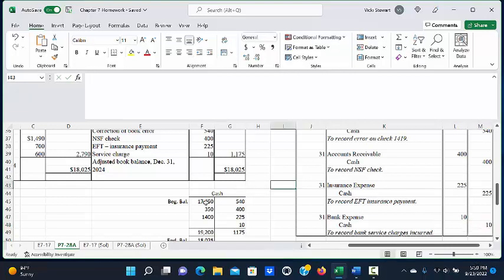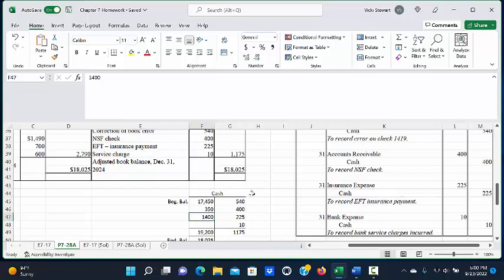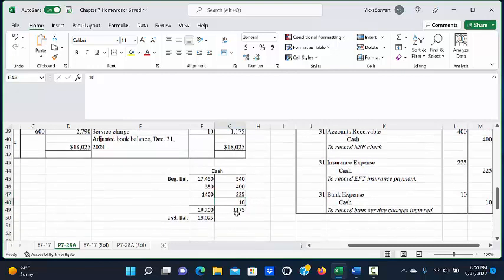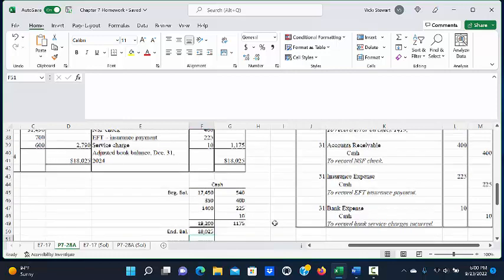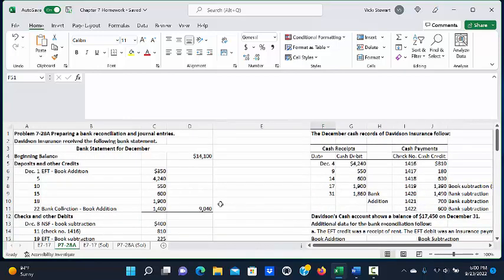If you notice, we started out with a book balance of $17,450. So when we add the two deposits that the bank collected for us and then we subtract the correction of the book, the error in check 1419, the insufficient funds check, the insurance payment, and the service charge, we see that at the end now, after all of our journal entries are posted, our cash account does have the correct balance of $18,025. And that is the conclusion of the demonstration for problem 728.